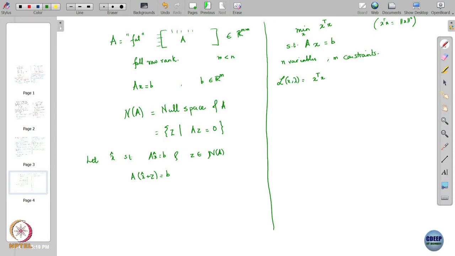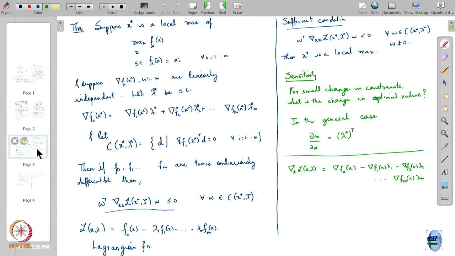x transpose x and minus, now I need to write, so I can go back here if you like. The Lagrangian was linear, you are taking a linear combination of the constraints, right. So the constraints were, so these constraints were written as f. So actually I made a slight error here, let me just correct that.